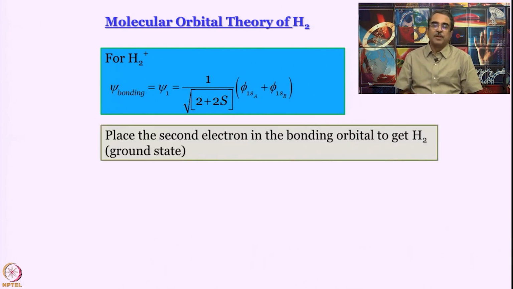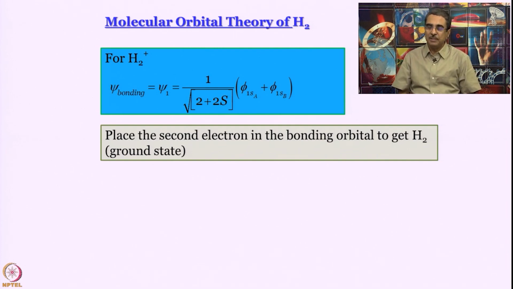Alright. So, all we have to do is place the second electron in the bonding MO. I think we are all familiar with the Pauli exclusion principle. The Pauli exclusion principle, in the form that most of us would have studied, says that in an atom two electrons cannot have all four quantum numbers the same. It boils down to the fact that each atomic orbital can accommodate at most two electrons.